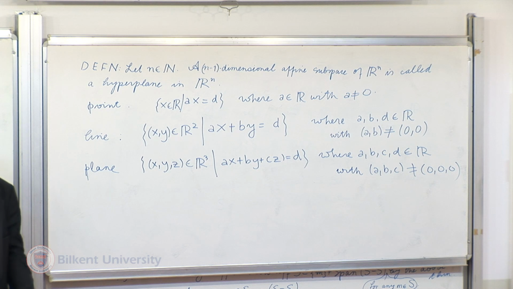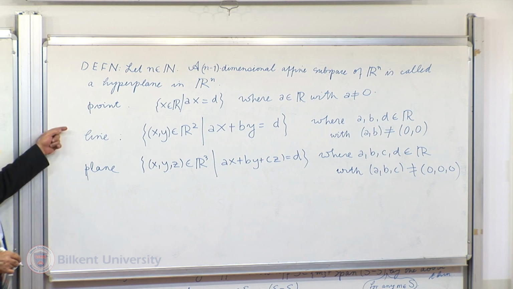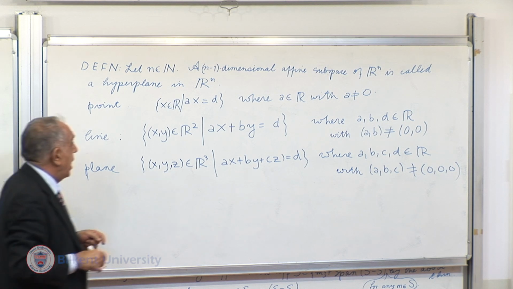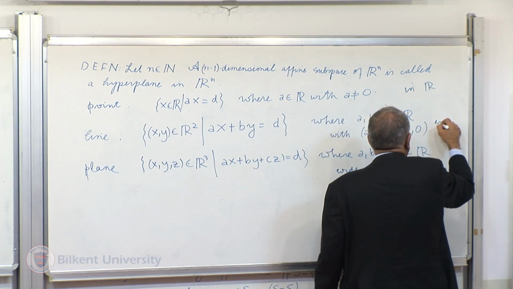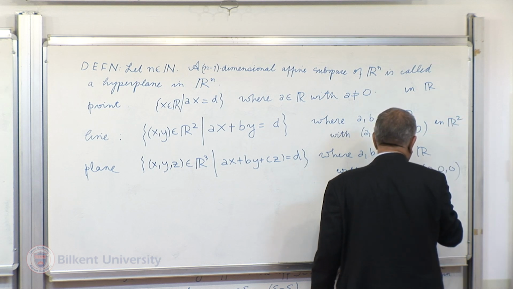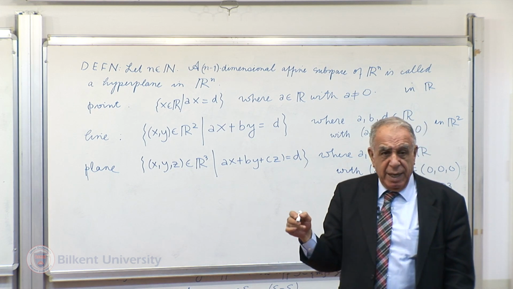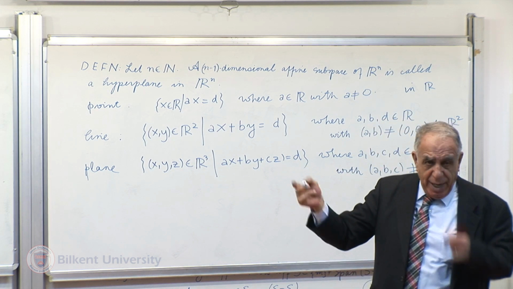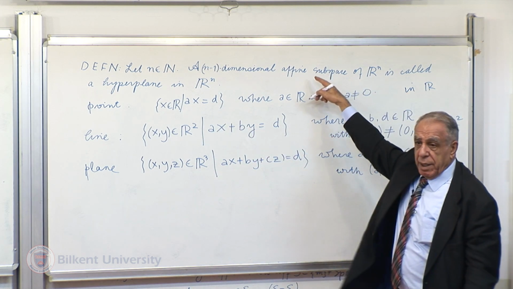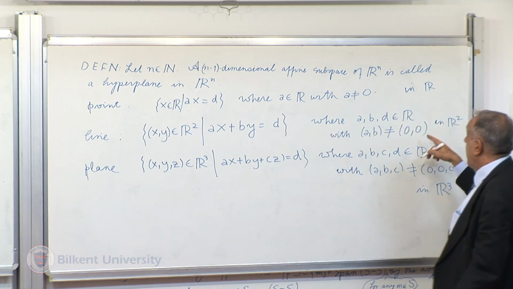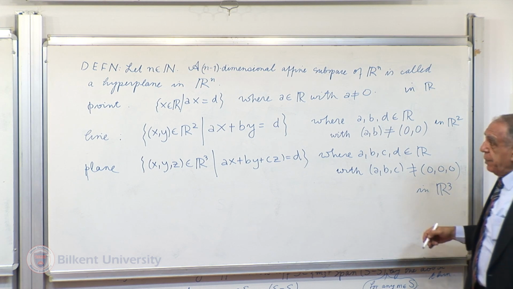Now, can we generalize this kind of representation of point, line, plane in R, in R2, in R3, to represent a hyperplane in Rn? Because a point is a hyperplane in R, according to this definition. A line is a hyperplane in R2, and a plane, a hyperplane in R3.